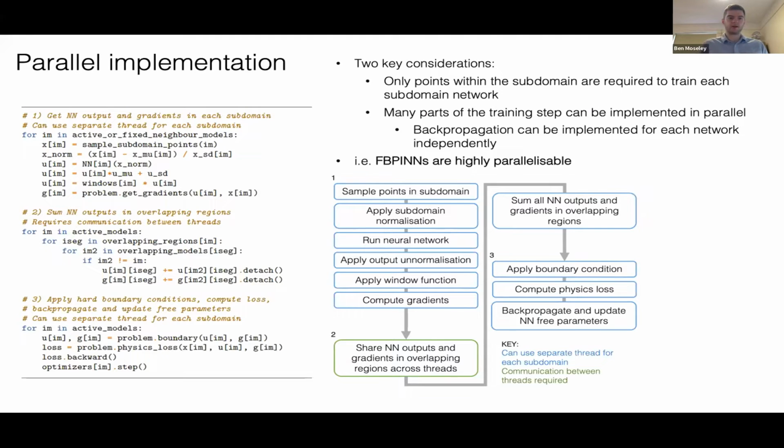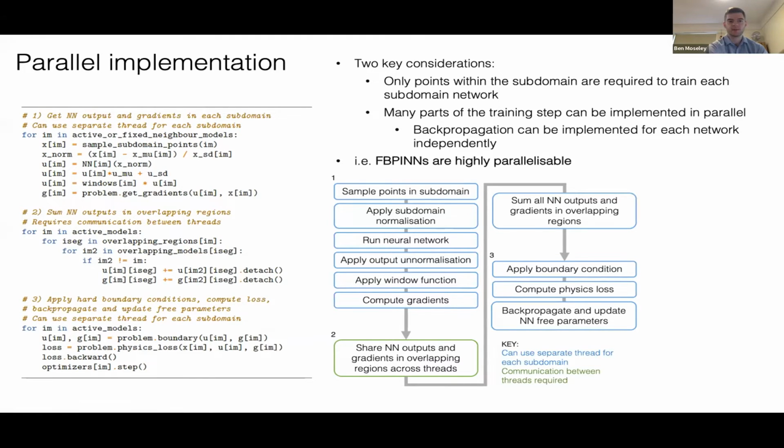Okay, so hopefully this tells you a bit more about the parallelization potential of FBPINNs. The long story short is that they're very highly parallelizable because we're doing domain decomposition. There are 2 key points that allow us to do a parallel implementation of FBPINNs. The first is that for each subdomain network, because it's only constrained to its subdomain, we only need to use points within that subdomain, and also its overlapping region, of course, to train the network. We don't need to use points from the entire domain.